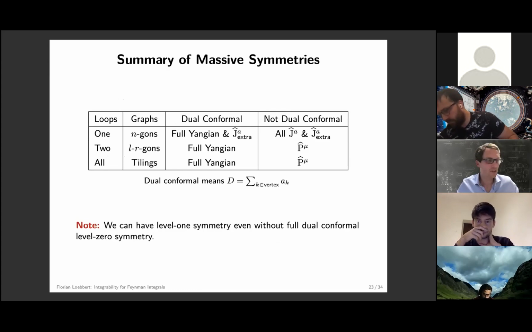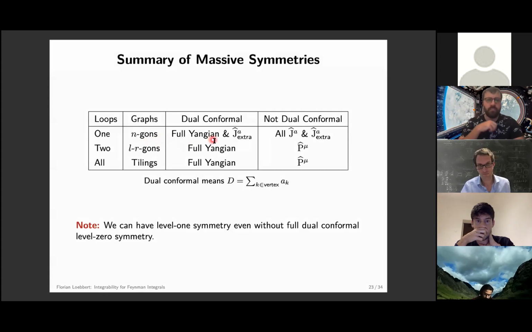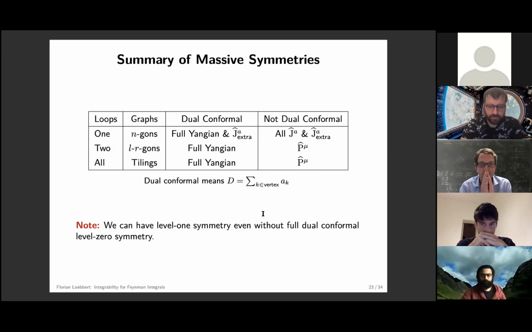So here's a summary of the integrals, of the symmetries, of the integrability properties we find. At one loop, all n-gons have full Yangian symmetry if this dual conformal constraint here is obeyed at each vertex. Well, at one loop, there's only one vertex. And we even have these extra generators that annihilate the integral. And at two and also higher loops, we have the full Yangian symmetry if we have this conformal constraint obeyed.